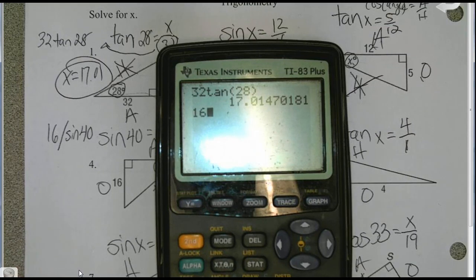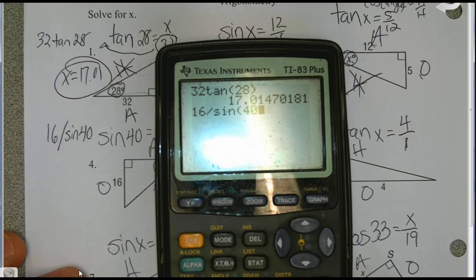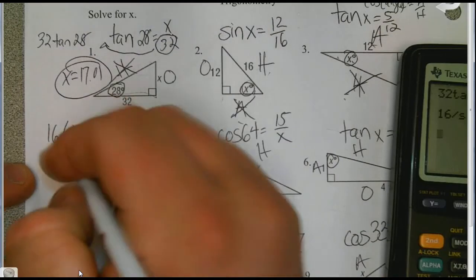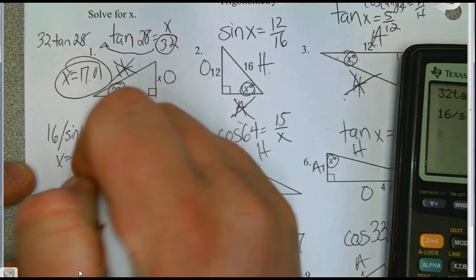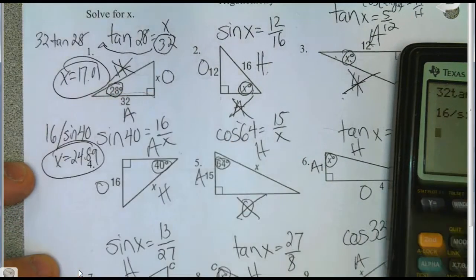So 16 divided by the sine of 40. And we get, again, this is a side length, so we're going to round to 2 decimal places. We get x is equal to 24.89.